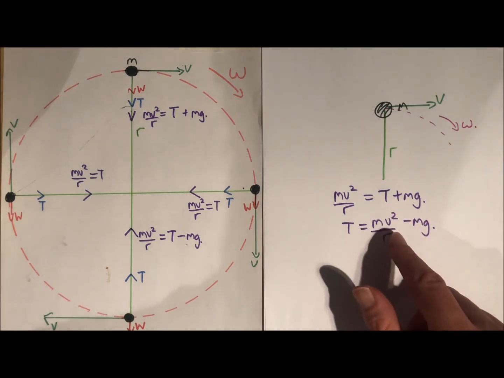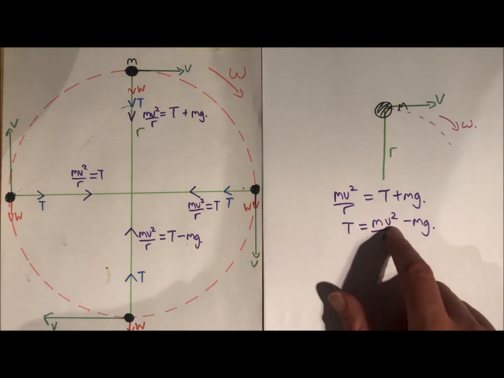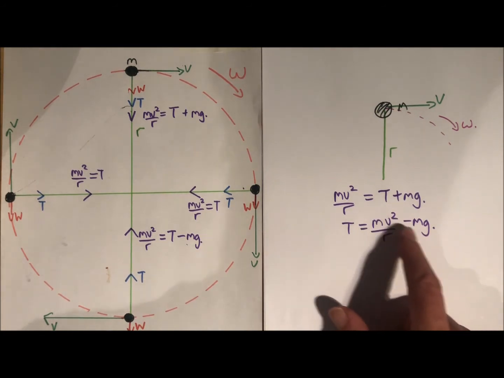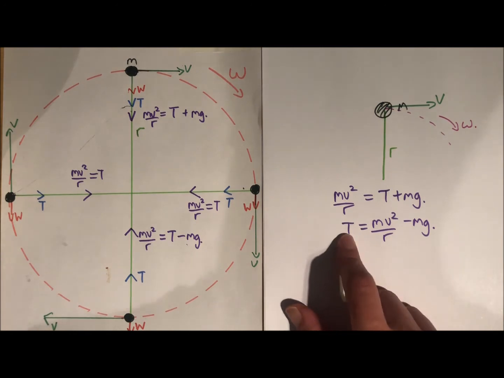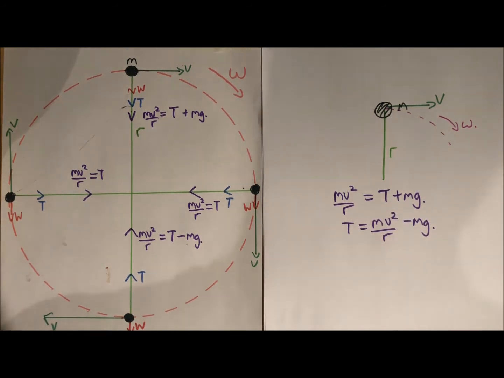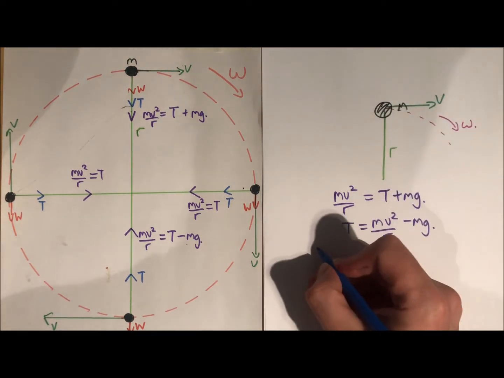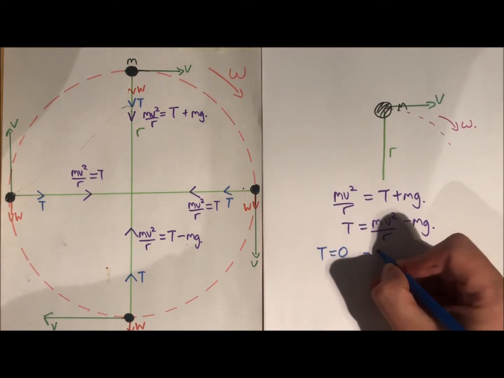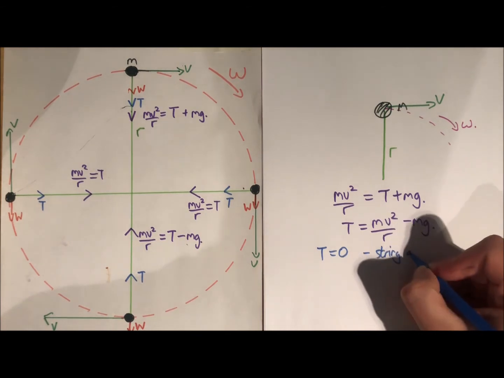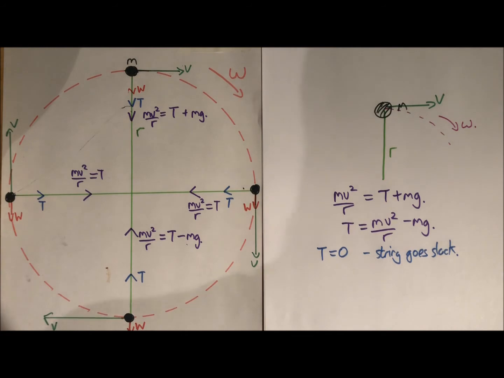But if we reduce the speed, so v decreases, then the centripetal force decreases. The effect that's going to have on the tension is that the tension will actually decrease as well. If this term gets smaller and this stays the same, the tension will decrease. And there is actually a tipping point where the tension drops to 0. When T equals 0, the string goes completely slack, and we completely lose our ability to have a centripetal force.